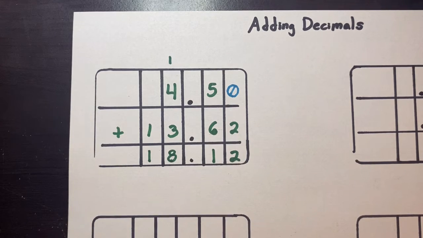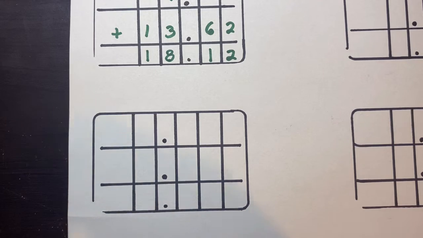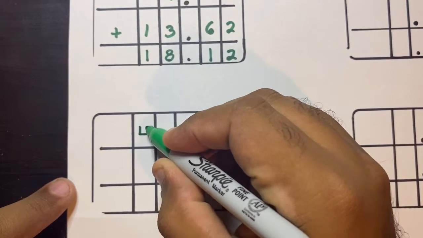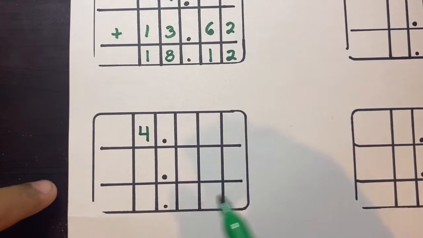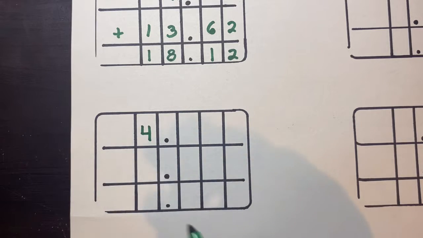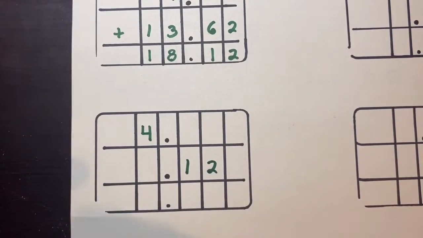Okay, well, Mr. V, what about if it's just a whole number plus a decimal? Okay, well, we'll do the same thing. Let's just leave this as 4, which is a whole number, and do the other number as just a decimal without the whole number. So let's go with 0.12. Now, some of you will get confused on this as well, and that's totally okay. There's nothing wrong with that.